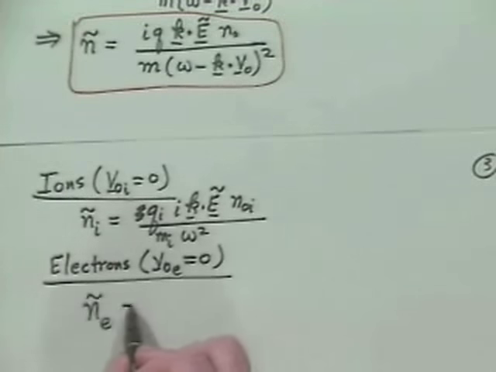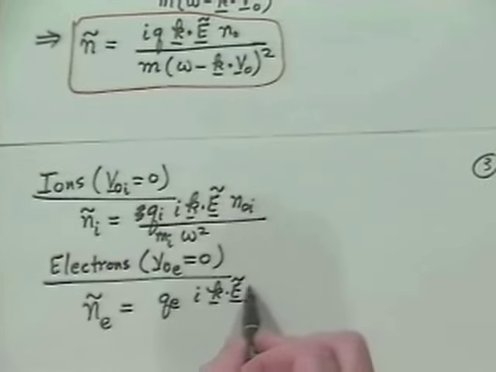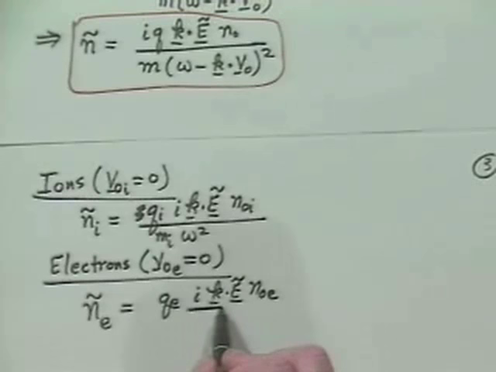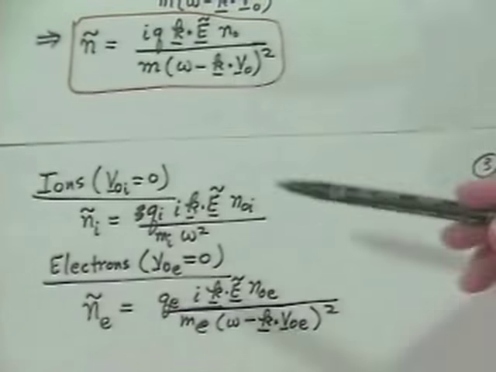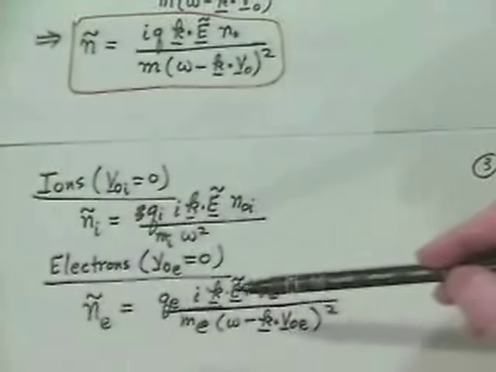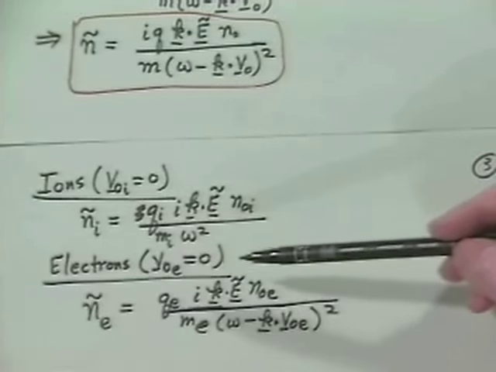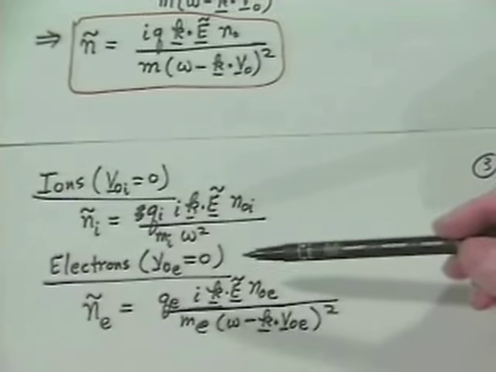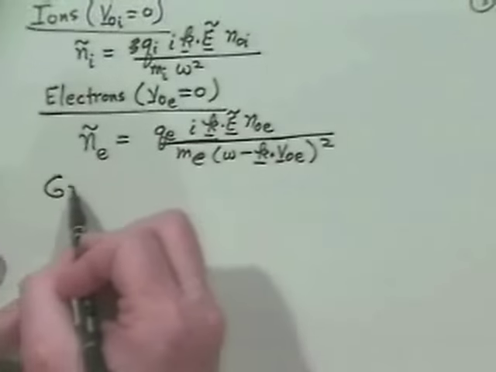And so just writing that out, then we'll have Q sub E i k dot E tilde n naught electron, all divided by the electron mass times (omega minus k dot v naught electron) squared. So now that we have the density perturbations of ions and electrons induced by some perturbation in the electric field in the plasma, what do we do? Well, we stick it in Poisson's equation and we get ourselves a dispersion relation. Poisson's equation, or Gauss's law, let's say, in this case.